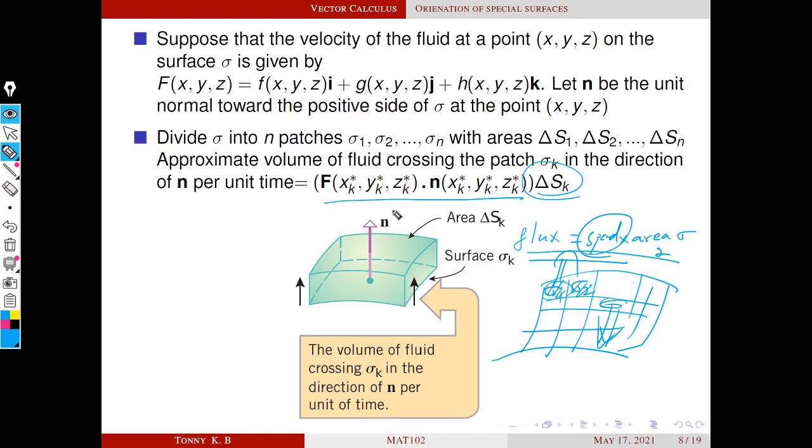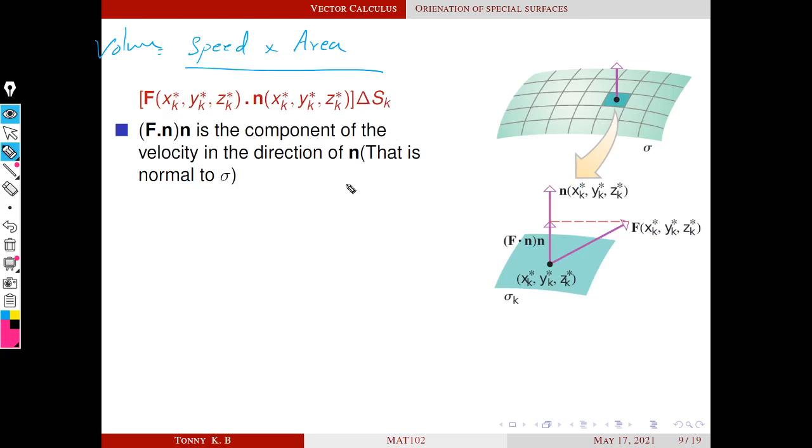Okay, so let me explain this formula in detail. Our main concept is the volume. The volume is equal to speed into area, but here we incorporate one more thing, plus or minus. Plus means the speed is in the direction of n, minus means the flow is opposite to n. That's all. So what about this quantity f dot n into n? F dot n is a scalar, n is a vector.